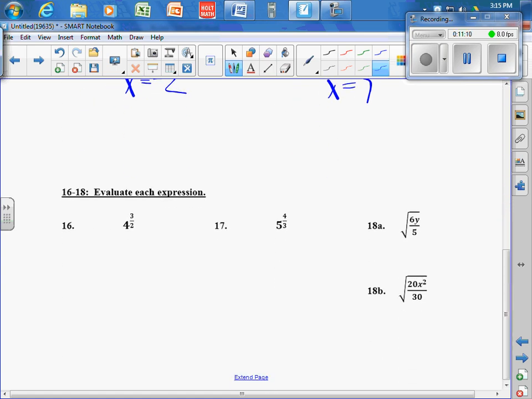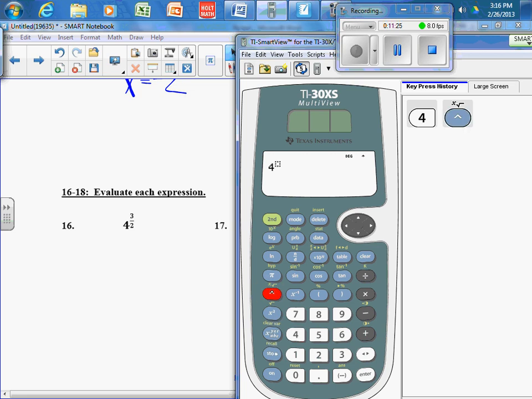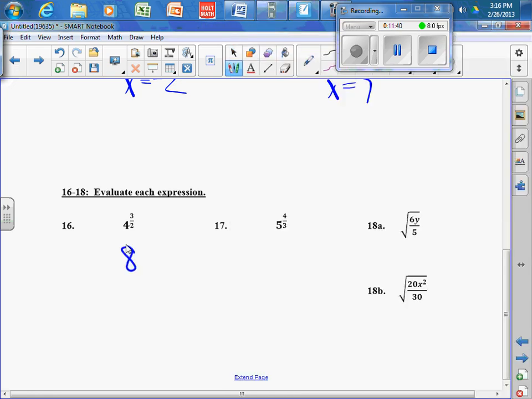Evaluate 4 to the 3/2 power. So we get your calculator out and we type in 4. Use the caret key to raise it to a power. We're going to do 3 fraction 2, 3 over 2, and that shows us 4 raised to the 3/2 power. Press enter and we get 8. So our answer to number 16 is 8.